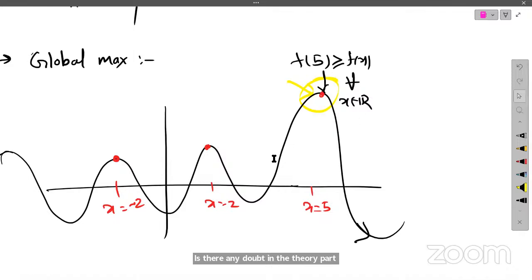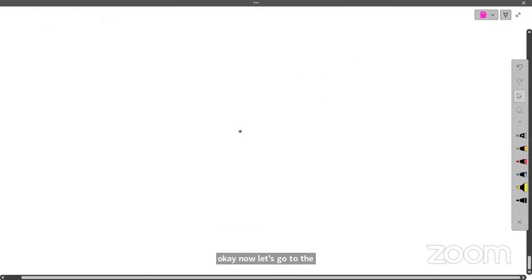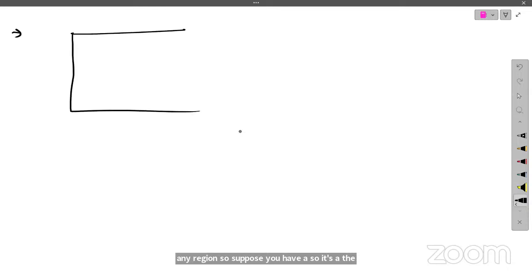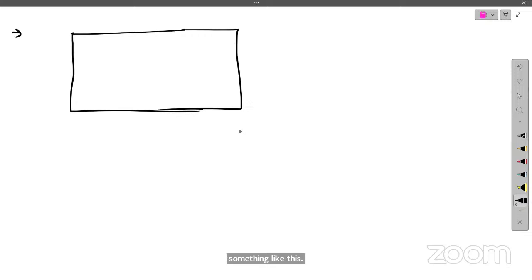Okay, now let's go to the area of a curve or area of any region. The computation of area is a very basic problem, right? Suppose you have a region, something like this. This is a particular region and this shape is known to us. That's nothing but a rectangle.